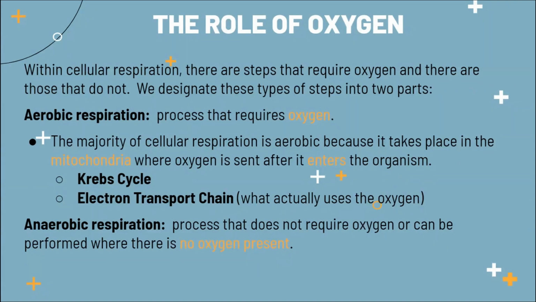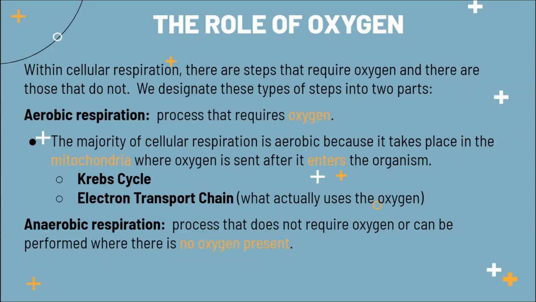So within cellular respiration, there are steps that require oxygen and there are those that don't. We designate these types of steps into two parts. Aerobic respiration is the process that requires oxygen. The majority of cellular respiration is aerobic because it takes place in the mitochondria where the oxygen goes. This is the Krebs cycle and then the electron transport chain, which actually uses the oxygen to collect the hydrogen ions and turn those into water.